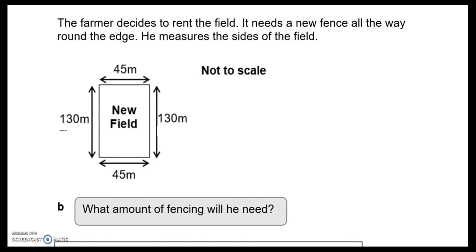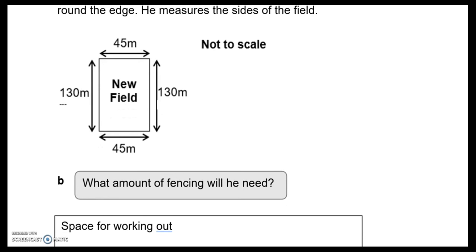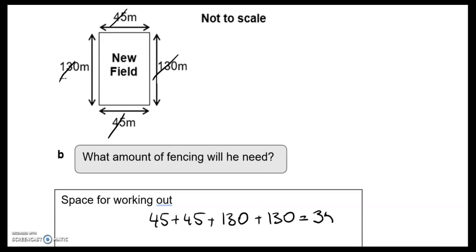The farmer decides to rent the field. It needs the new fence all the way around the edge. He measures the sides of the field. What amount of fencing will he need? So we've got 45 and 45. 130 and 130 meters. So it is 350 meters in total.